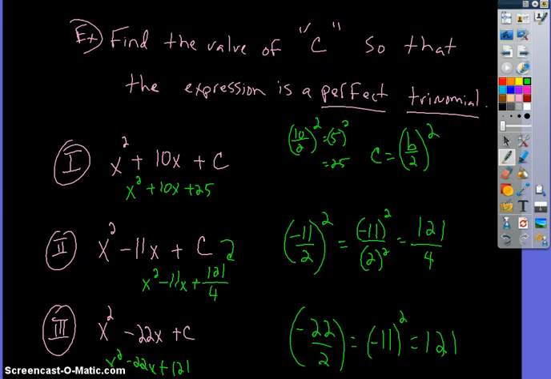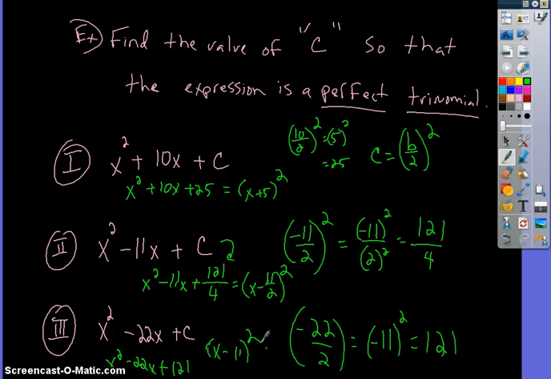Like you can see this factors to x plus 5, quantity squared. This would factor to x plus half of b, or better yet, x subtract half of b, squared. So I can factor those really easily and put them in a squared form, which is useful if we actually want to solve the equation by taking the square root.